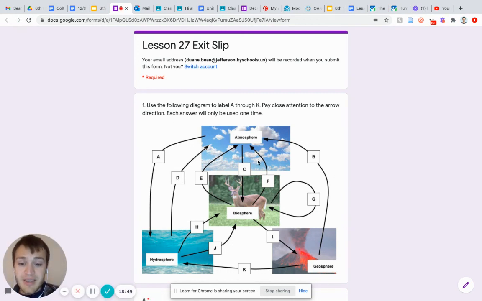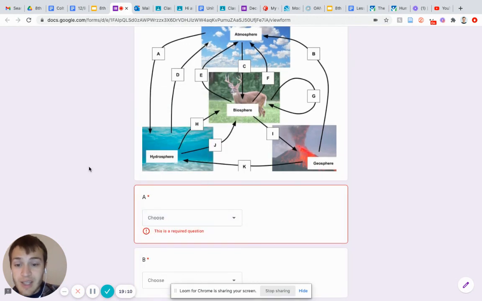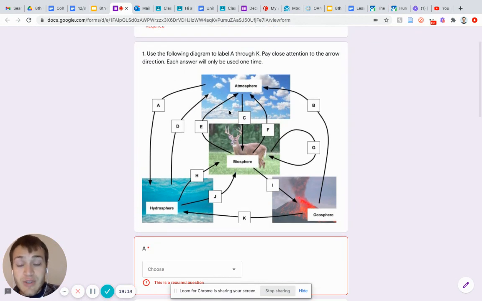At the top of the exit slip, you're going to see this diagram. The diagram has the four spheres. It has the atmosphere, the biosphere, the hydrosphere, and the geosphere. In between each sphere is an arrow. And each arrow is labeled. Your job is to find the correct label for each of these arrows. When you do this, you have to pay close attention to the arrow direction.